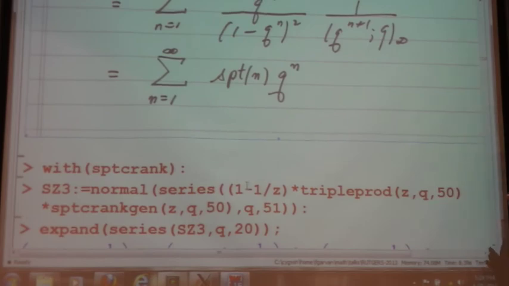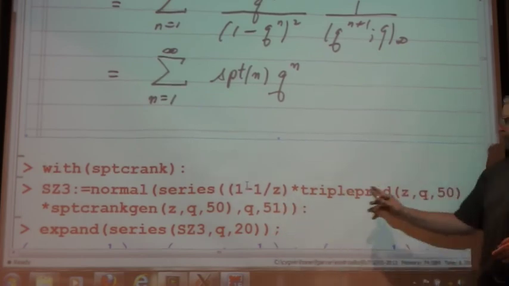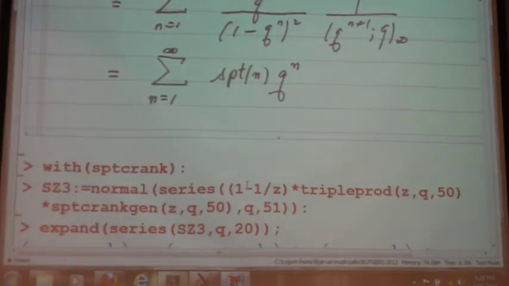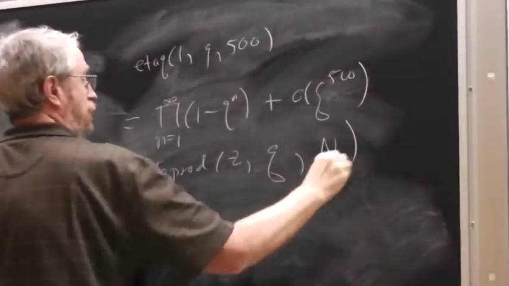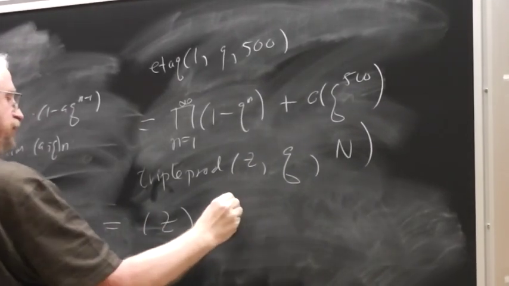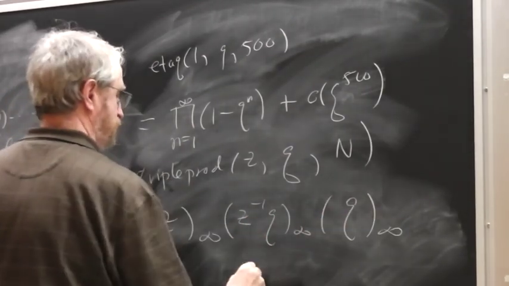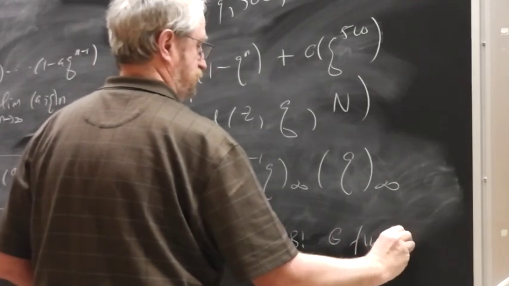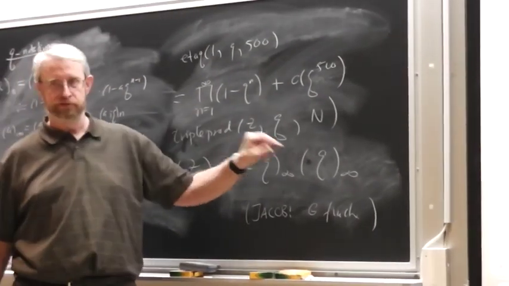So remember when I took the SPT generating function, I multiplied by Q infinity cubed? What I'm doing here is I'm taking the SPT crank generating function, and instead of multiplying by Q infinity cubed, I'm multiplying this by this thing called the triple product. And basically, the triple product is equal to Z infinity, Z inverse Q infinity, Q infinity. And this is basically a Jacobi theta function. So if you factor out the first term in here and you put z equal to 1, you'll get Q infinity, Q infinity, Q infinity. You'll get Q infinity cubed.